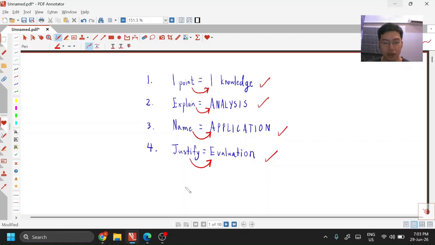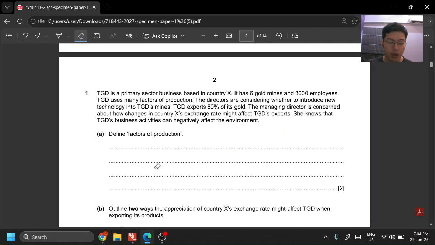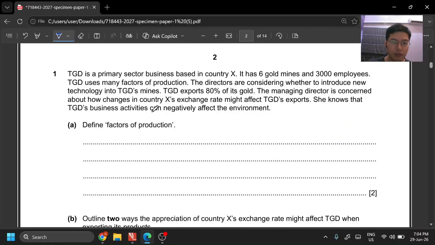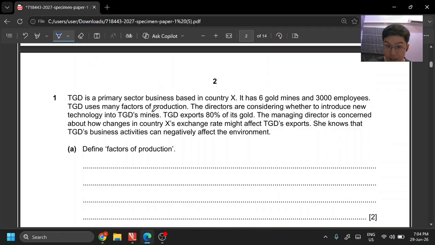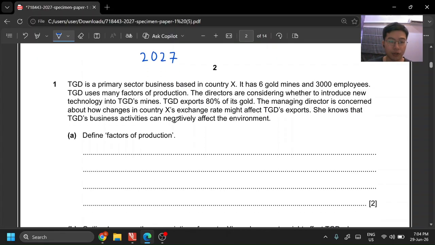Okay. So let's get started and jump into it. This is a paper for the format starting in 2027. All right. So for those of you who are taking the exam this year, it's not really applicable to you. Okay, it will be applicable for the exam starting from next year. Let's take a look here.